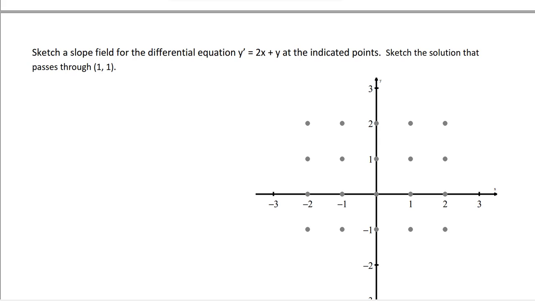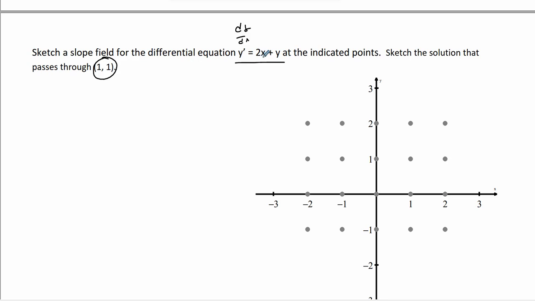All right, so this one's pretty easy. We're not using separation of variables to find the solution curve, we actually are already given what we need. So we're given the derivative, 2x plus y is equal to y prime, or dy/dx. And we want to find the solution curve through the point 1, 1. So I'm going to plug 1, 1 into here and find out what's going on there.